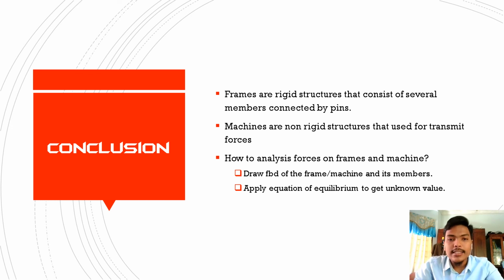Lastly, how to analyze forces on frames and machines. First, we analyze the figure and then we take out the FBD for each point. We draw the FBD on the frame or machine and its members. Next, we can apply the equation of equilibrium, or EOE, to get the unknown values. So we need to decide what we're going to do first: summation of Fx, summation of Fy, or summation of moment.